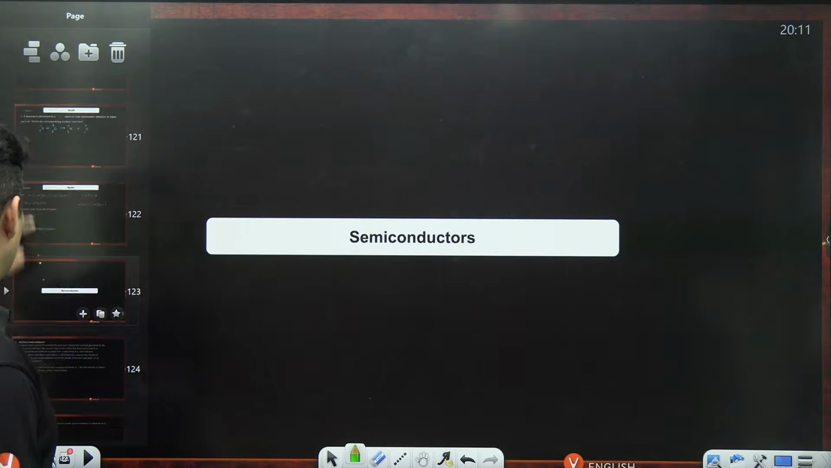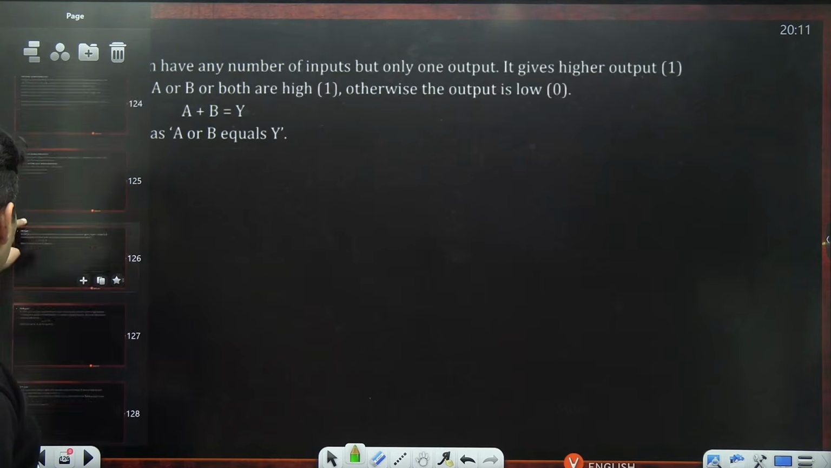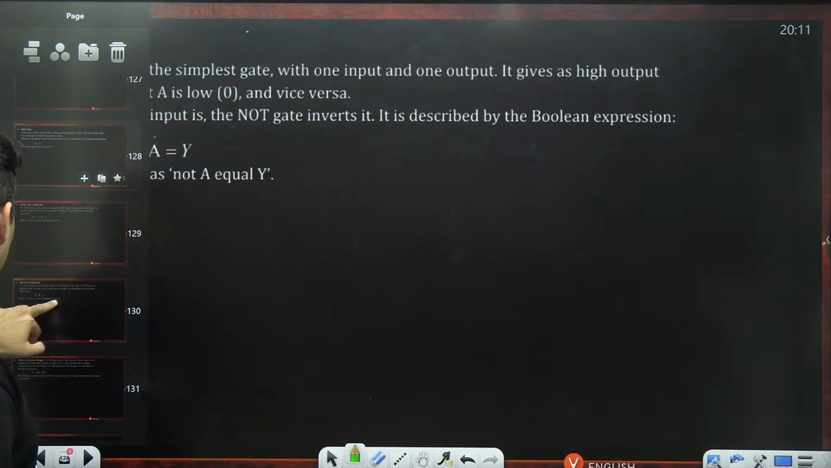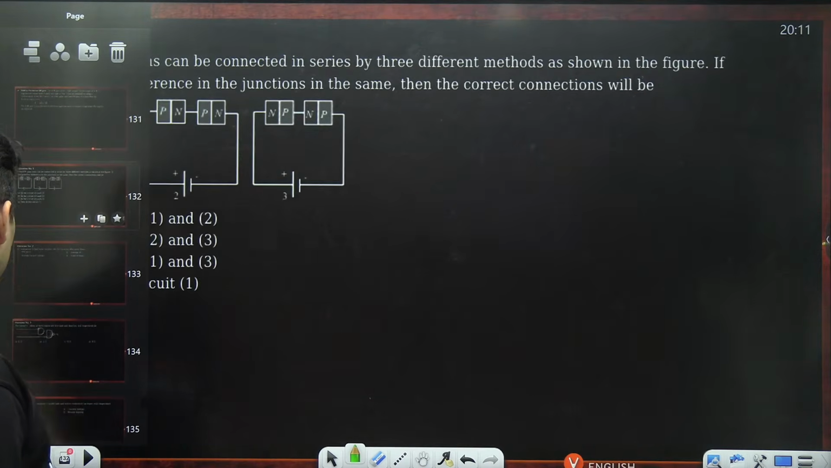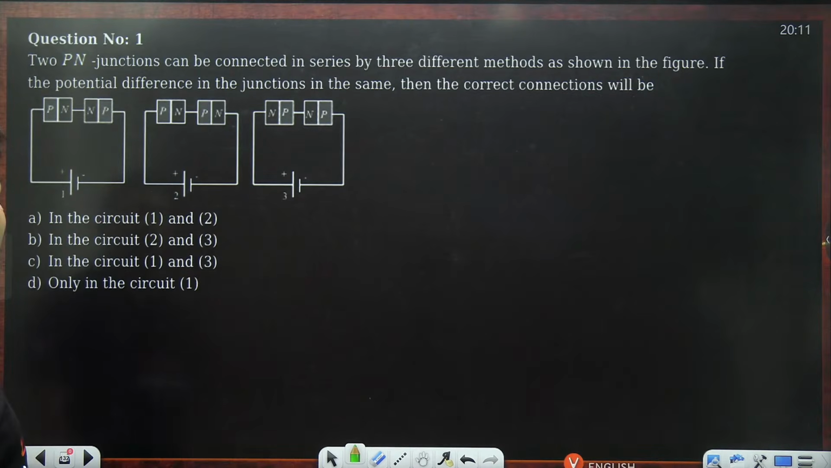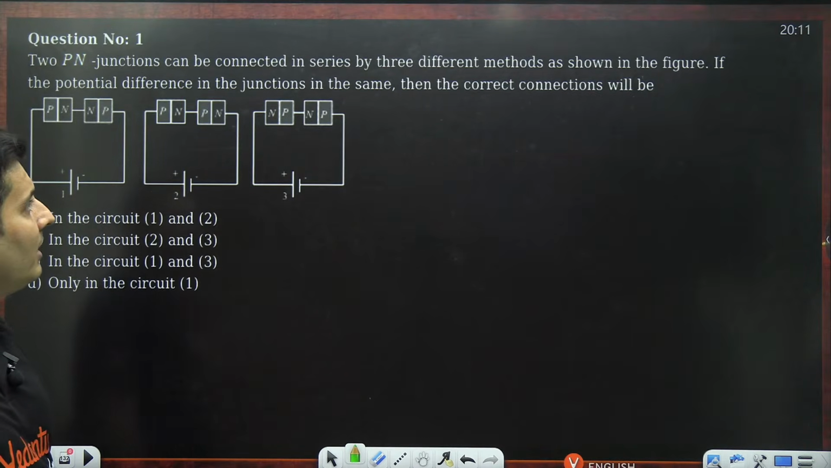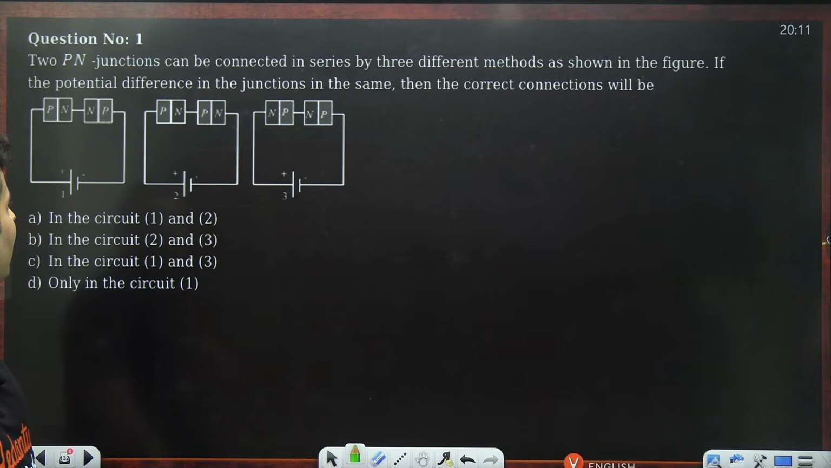Oh, we are coming to semiconductors. Theories are there over here, gates and in general theories. So let's start with some questions on your screen. Two PN junctions can be connected in series by three different methods as shown in the figure. If the potential difference in the junctions is the same, then what will be the correct connection?